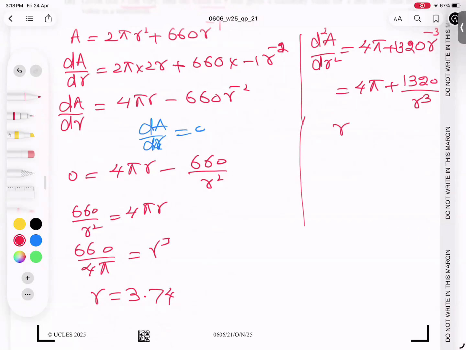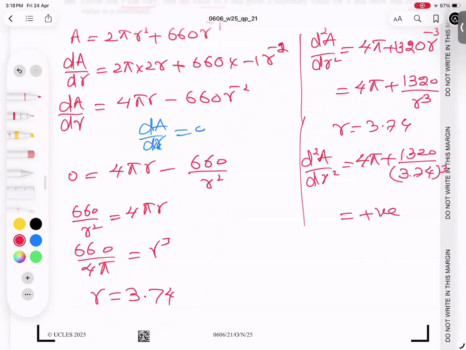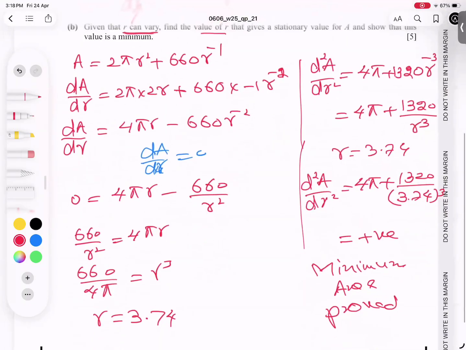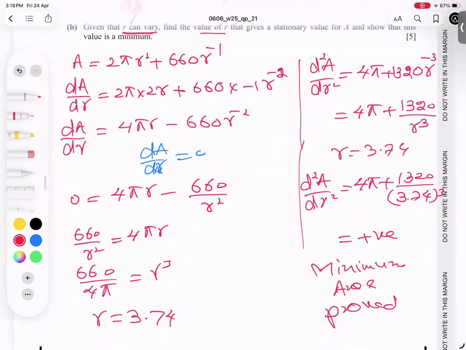So when I plug in the R value 3.74, naturally d2A over dR2 equals 4 pi as it is, plus 1320 over 3.74 to the power 3. And if we type it, it will automatically give a positive sign. So this means we have a minimum area, proved, because it asks us to prove that it is a minimum. I hope the concept of the question is very clear.